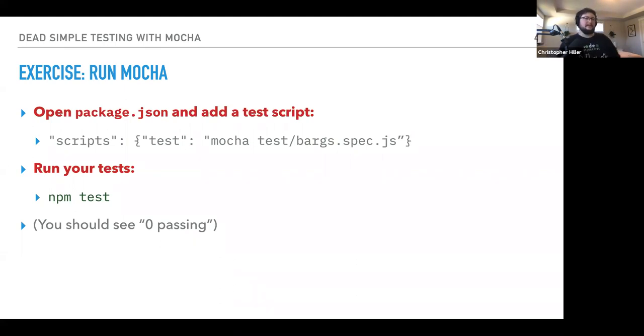And so what this is going to do is allow us to run our tests with npm just by typing npm test on the command line. Once you've added this to package.json, and you may need a comma, don't forget your comma somewhere, exit and run npm test, and what you should see is something like zero passing, if you've done this correctly.